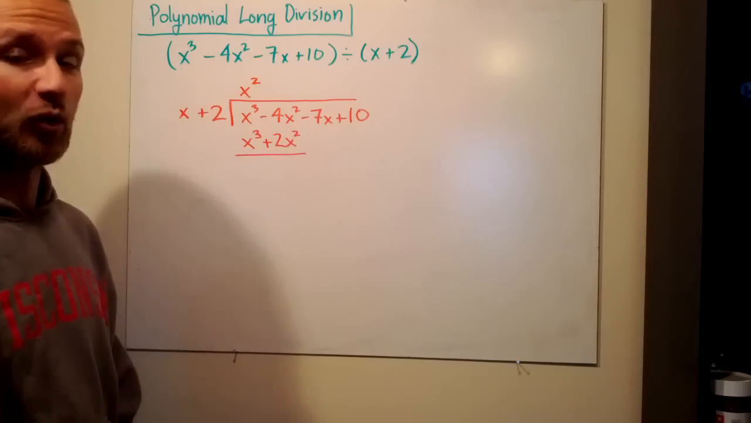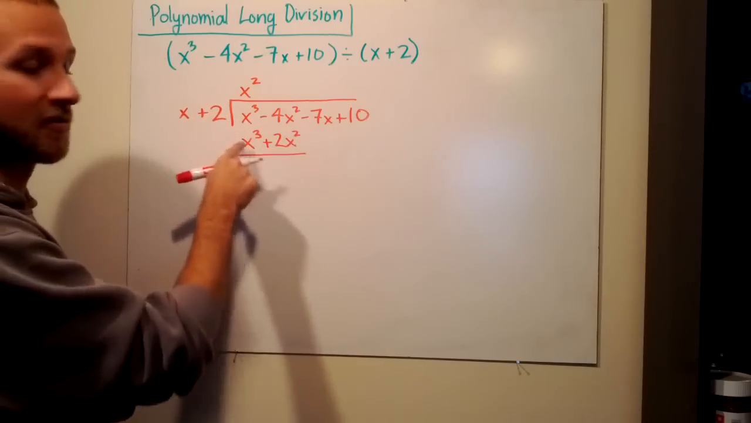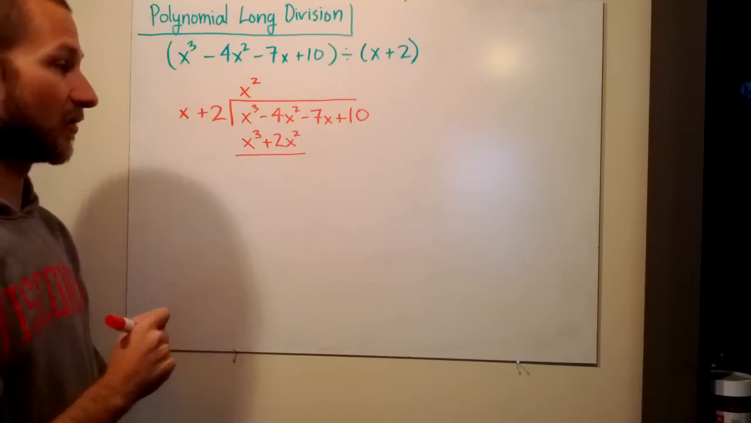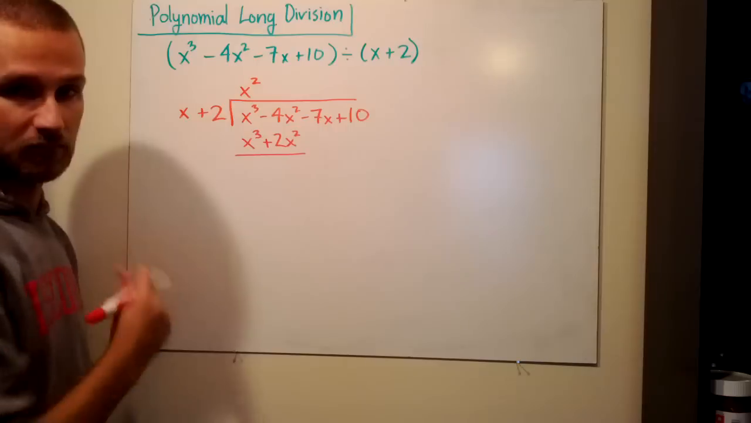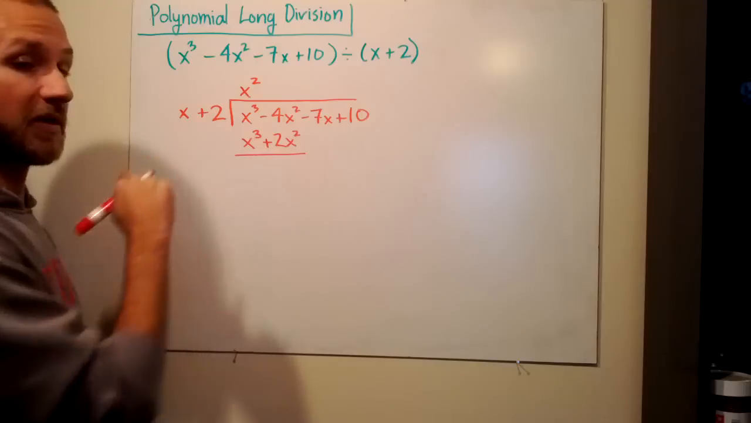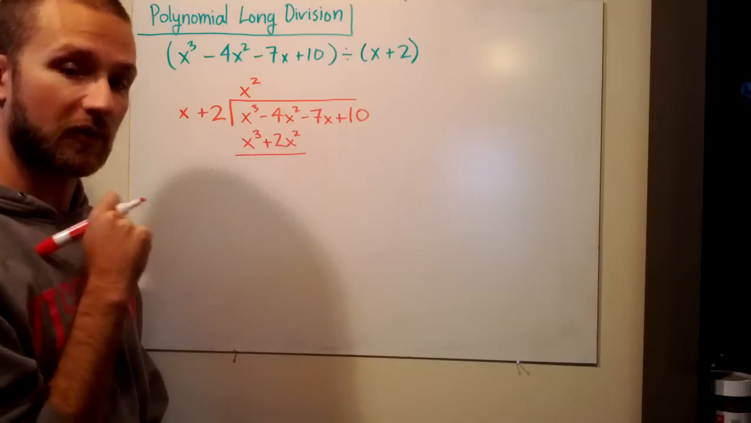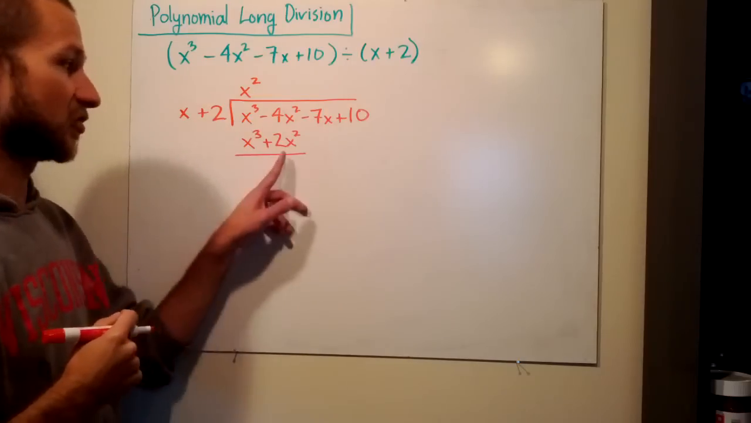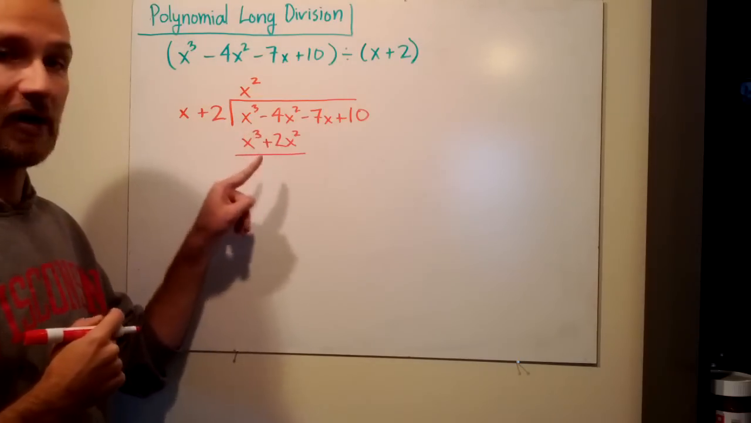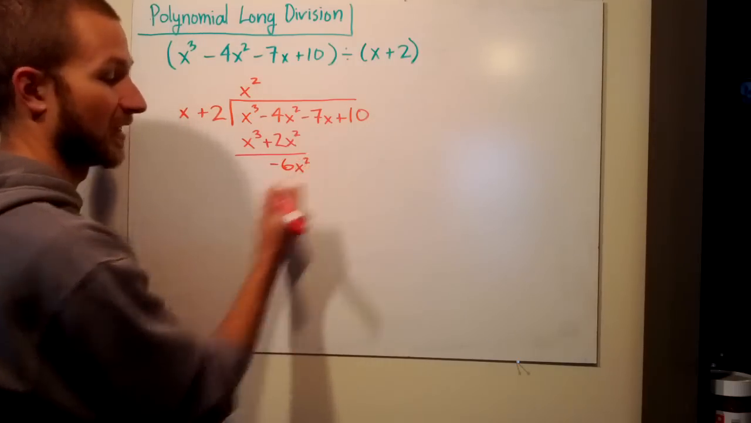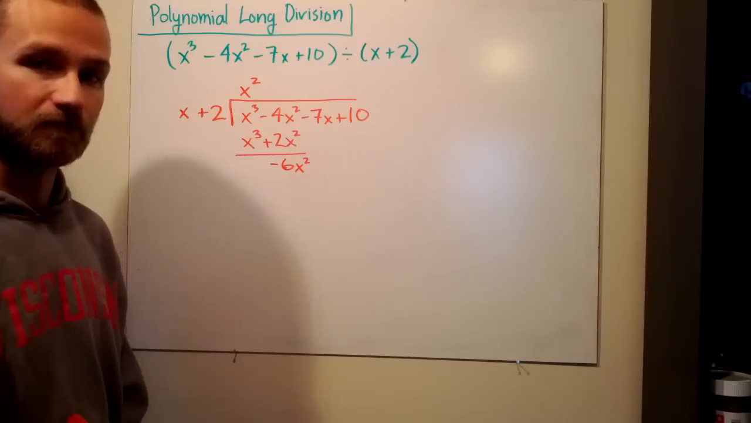Now from here, I'm going to subtract these terms and these terms. x cubed minus x cubed is going to give me 0. I could draw 0, but I'm just not going to write it there because I don't need to. And then being very careful and mindful of negatives, I have negative 4x squared minus 2x squared. So negative 4 minus 2 is going to give me a negative 6x squared. Okay?